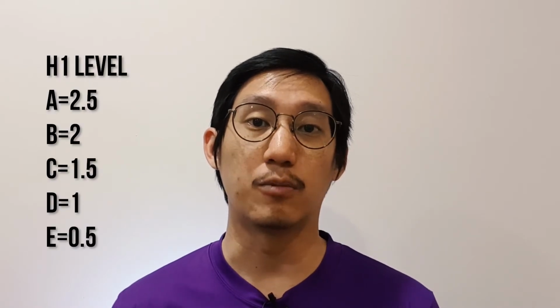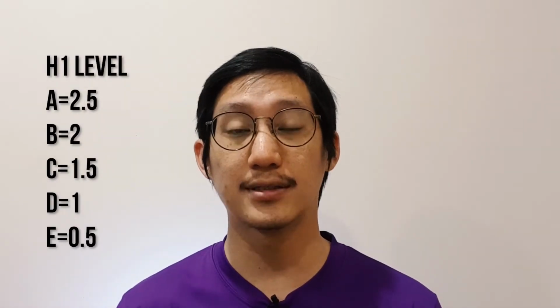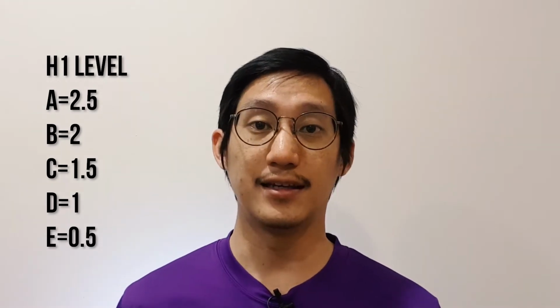So at JCU, entry points are calculated based on a combination of 3 H2 subjects or a combination of H2 subjects and H1 subjects. For H2 level subjects, an A is worth 5 points, B is worth 4, C is worth 3, D is worth 2, and E is worth 1 point. A H1 subject is only half the value of a H2 subject. So an A would be 2.5, a B would be 2 points, C 1.5, D is 1 point, and E is 0.5 points.